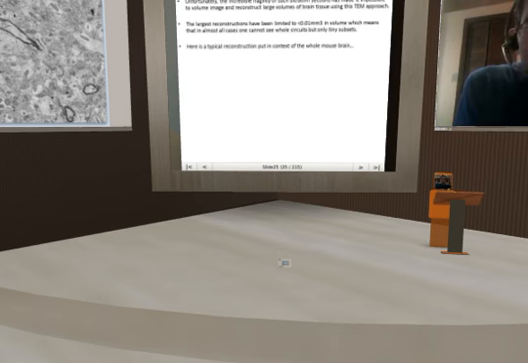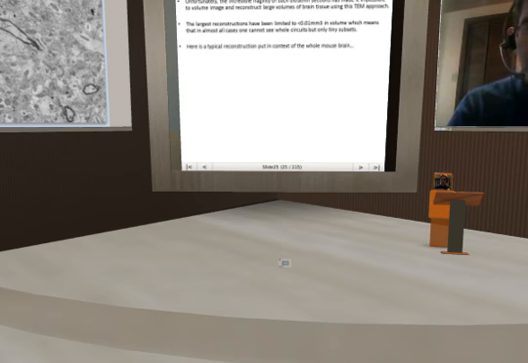Unfortunately, the incredible fragility of such ultra-thin sections has made it impossible to volume image and reconstruct large volumes of brain tissue using this TEM approach. The largest reconstructions have been limited to about 0.01 cubic millimeters in volume, which means that in almost all cases one cannot see whole circuits but only tiny subsets.